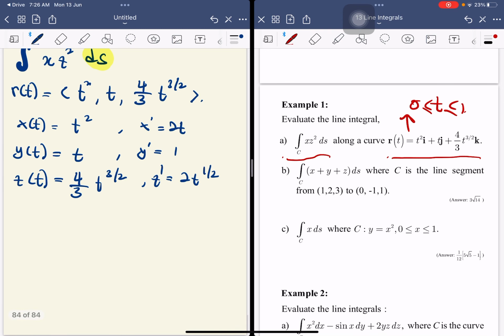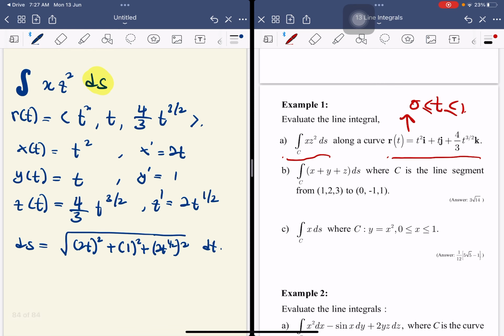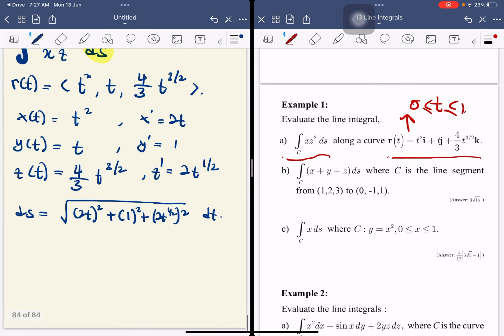Now we have that ds is equal to the square root of (2t) squared plus 1 squared plus (2t to the power of 1 over 2) squared. And then don't forget dt over here. You need this dt in order for you to transform this into dt. If not, you will not be able to solve that line integral. So if you expand, you're going to get 4t squared plus 4t plus 1 dt.